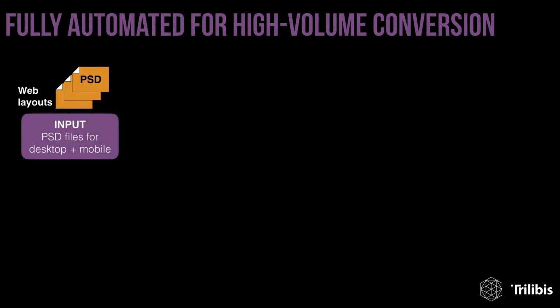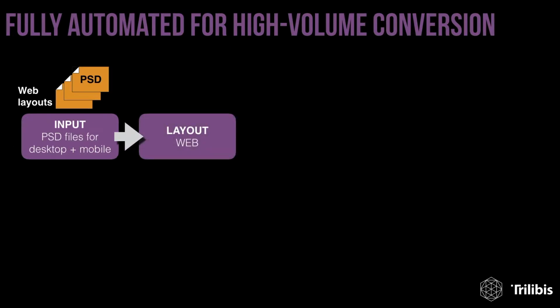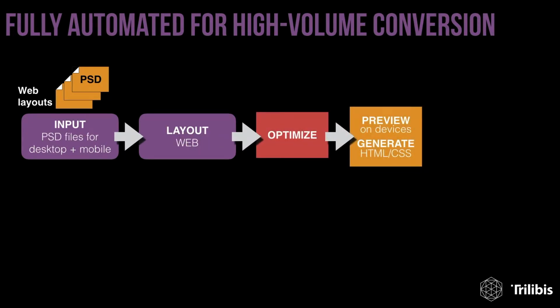As a quick recap, this Trilibis workflow technology is the ultimate solution for high-volume PSD to HTML CSS conversion. It's perfect for converting Photoshop web layouts to optimized desktop and mobile layouts. Conversion of single or multiple Photoshop files is supported. First, you define the layout for your page, select the optimization techniques you wish to apply, preview the content on any browser or mobile device, and then upload the resulting HTML and CSS to your system.